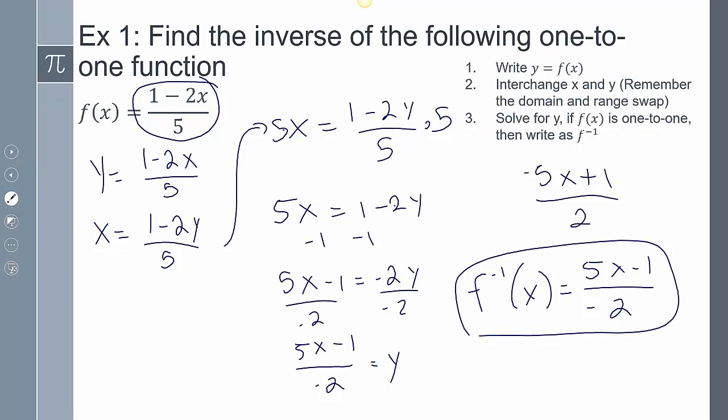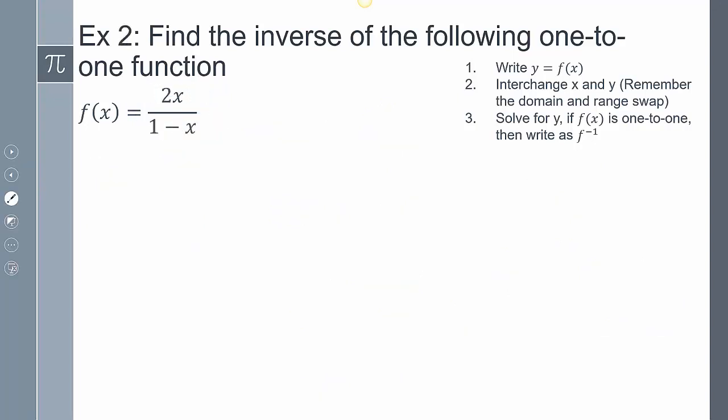Now it does get a little bit more complicated, not in concept, just in algebra. So on this next one here, 2x over 1 minus x, to be able to find the inverse for this, it's y equals.